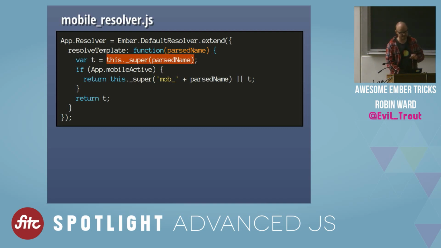The basic idea is actually not that complicated. It says, if the app is in mobile mode, look for a template that is prefixed with mobile and return that instead. Otherwise, return the original. So in just a few lines of code here, what we're doing is making it so that it'll look on mobile for a template by that name. If it exists, return that. Otherwise, use the original one.